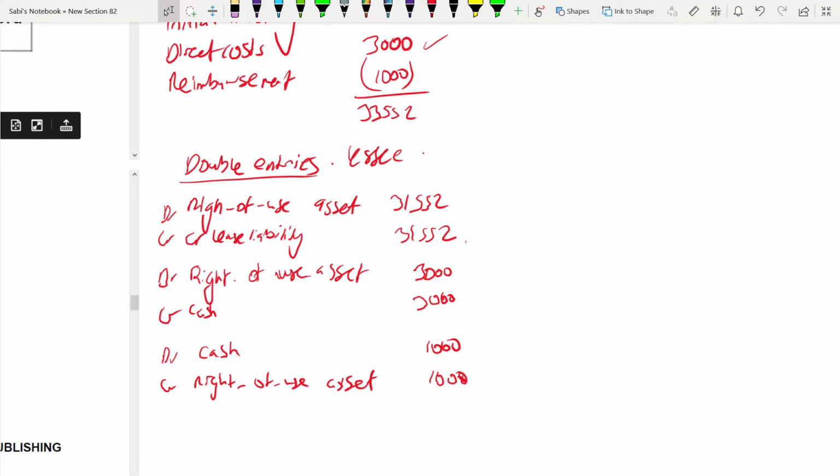Now if you see all of it, your debit should be equal to credit. Here you see 1,000, 3,000 and 31,552.